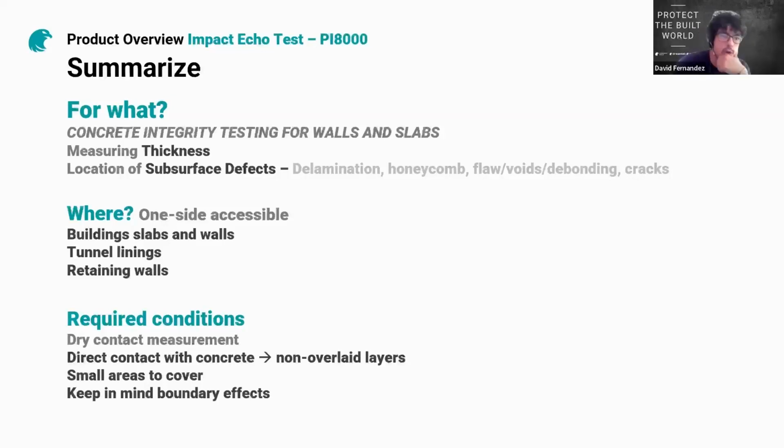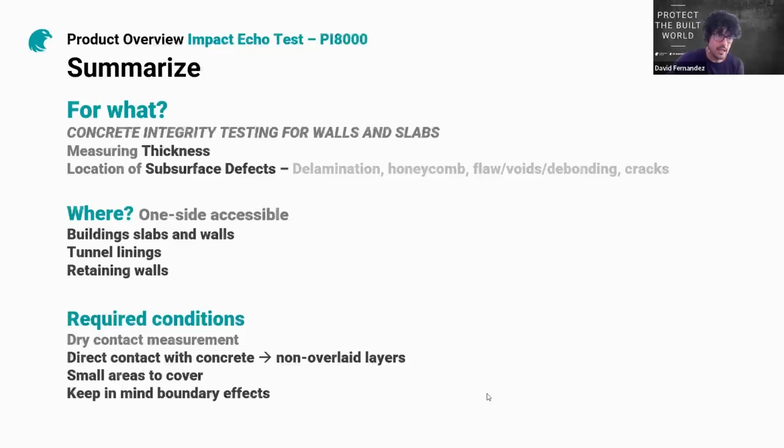So what is this technology for? We have already talked about this, but I would like to summarize everything. This is just to estimate the concrete integrity for walls and slabs. You can measure the thickness and you can locate any kind of internal defects. So you can use it to detect delamination, honeycombs, flaws, voids, bondings, cracks. Also, we have some clients using it to detect voids inside precast ducts. So this is also a technique that is applied.